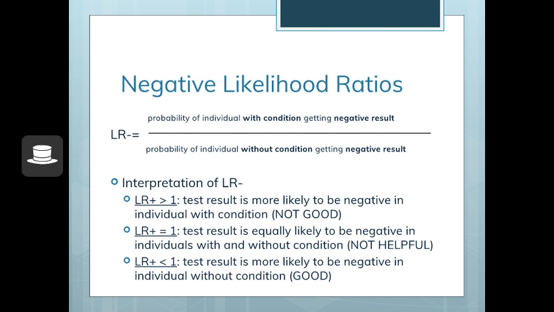And then the interpretation of negative likelihood ratios is also flipped. So if it's greater than 1, the test result is more likely to be negative in an individual with the condition, and that's not a good thing. If it's equal to 1, the test result is equally likely to be negative in both groups, whether they have the condition or not, which isn't helpful. And then if it's less than 1, the test result is more likely to be negative in an individual without the condition, and that's a good thing.